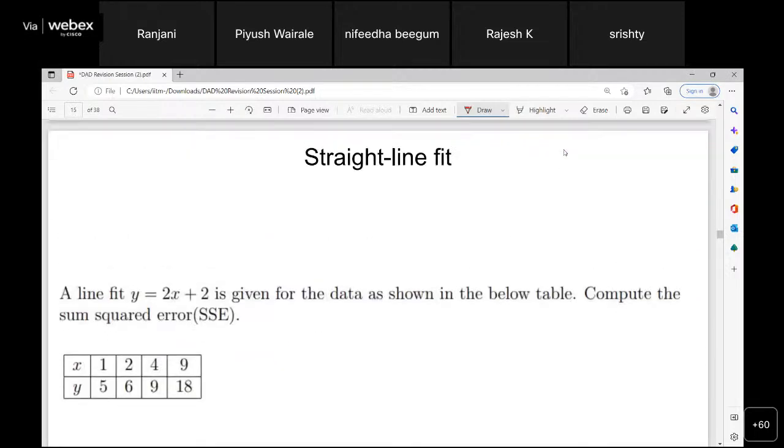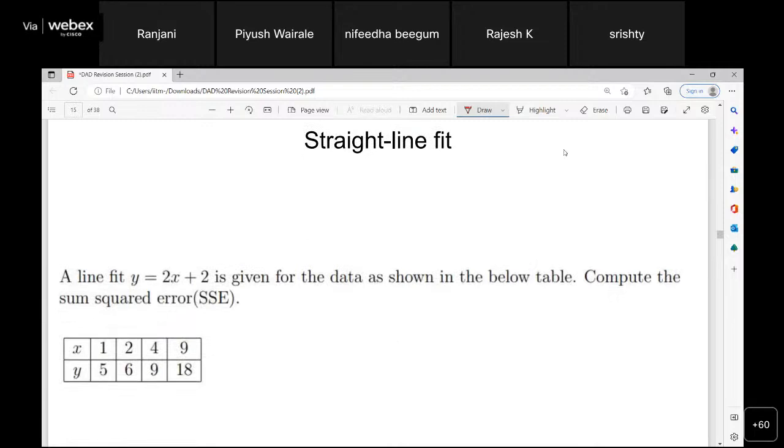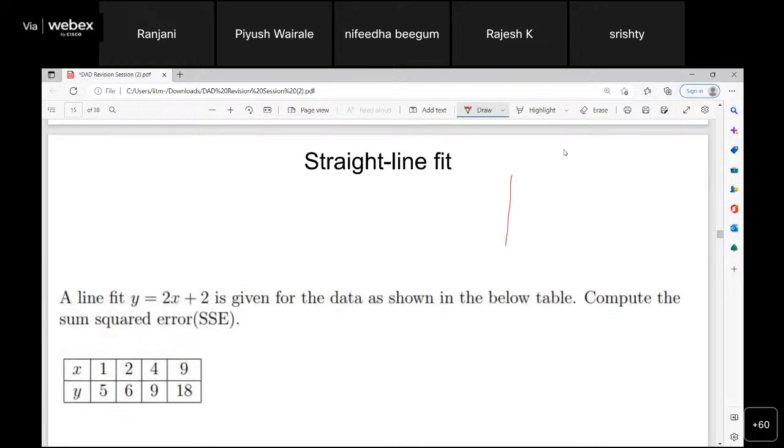Okay. So this is a small concept of straight line fit. Not much in detail, but just for example. Suppose this is the y-axis and this is the x-axis, right? And we have these particular points. We have to find the equation of a line which best fits this particular data set. It can be like this, or this, or like this. So what will the straight line fit here?